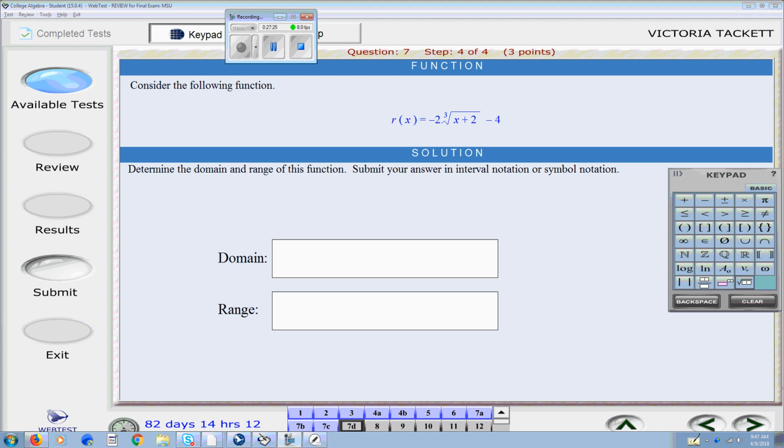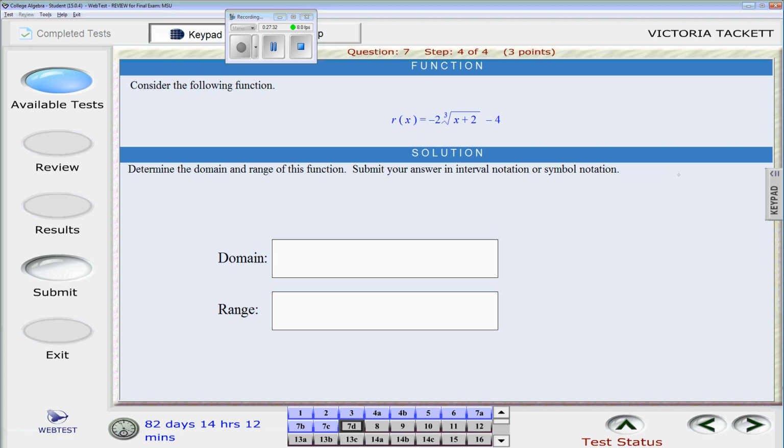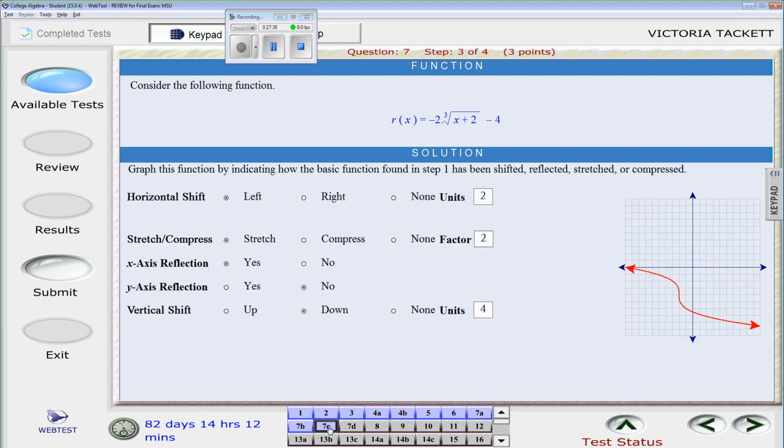Last, it's going to ask you about the domain and the range. What I recommend is that you go back to the graph on the previous screen to identify the domain and range. So if you go back to the graph and look at what the computer has graphed for you, this is the graph of the function based upon the shifts that you gave. For domain, imagine flattening the graph to the x-axis. If I flatten this on the x-axis, it's going to go forever to the left and forever to the right. So the domain is all real numbers.